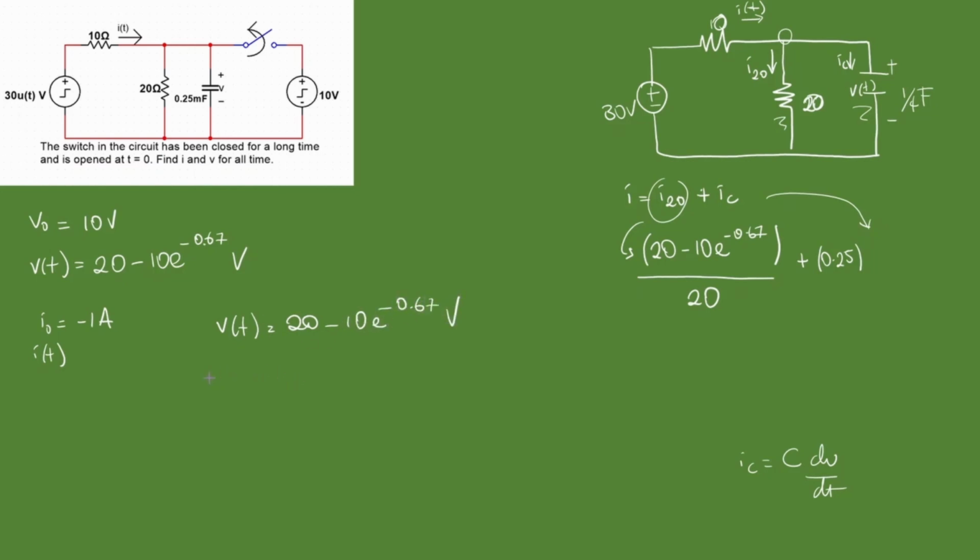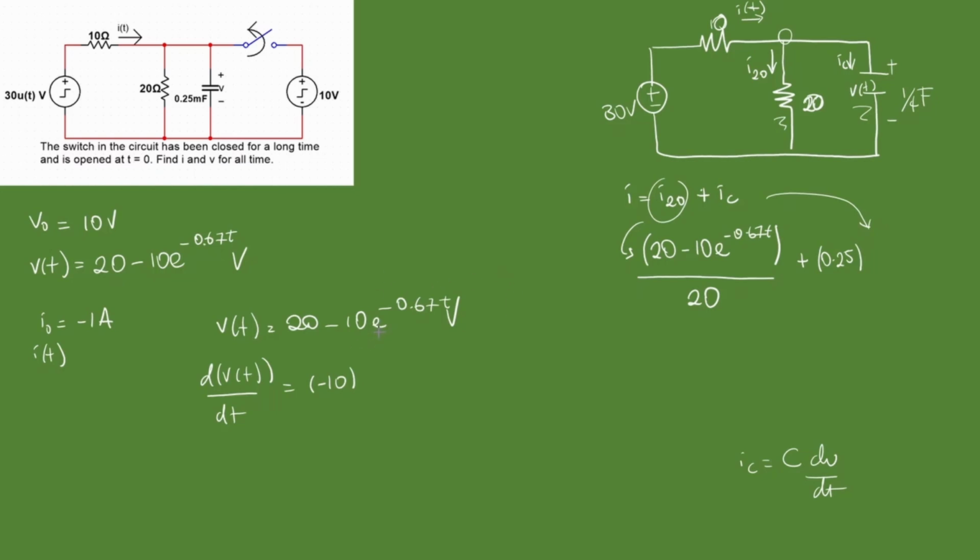Okay, differentiating this, dV(t)/dt. Alright, the 20 is going to go. There's no constant here, so we're left with this. So we take out the constant, that's minus 10. Okay, and we bring out, okay, this is time. Let's not forget time. 0.67. And then we bring out the coefficient of the variable that is in the exponent of e.